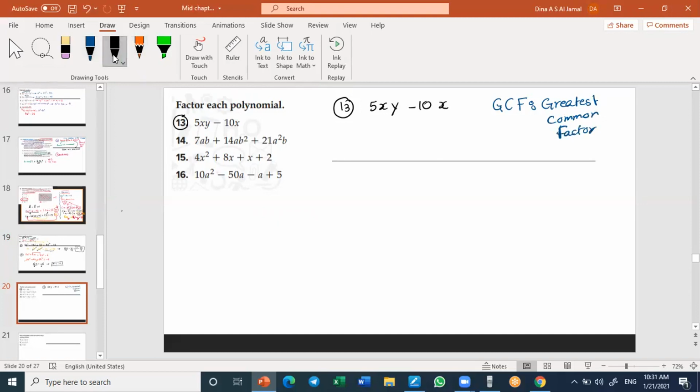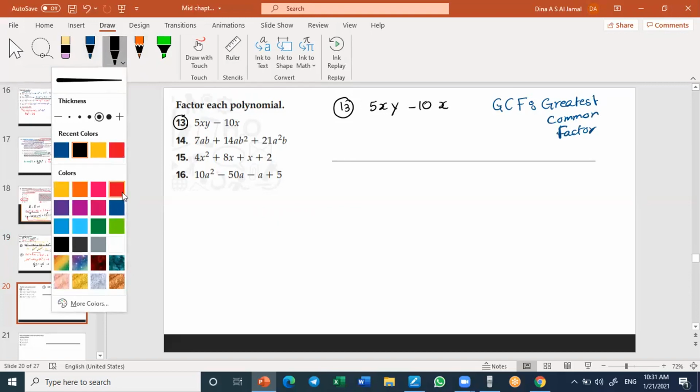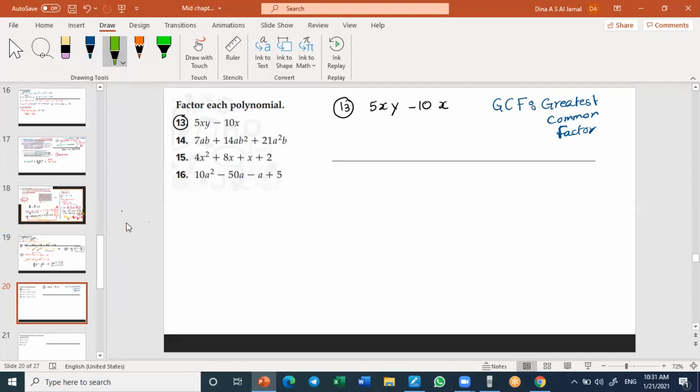That means, let me start with the simplest way. Then in 14, I will go ahead with the problem. So take the first term, 5xy. See what numbers and variables, if I multiply them together, will give me 5xy. That means if I multiply 5 by x by y, I will get these values.